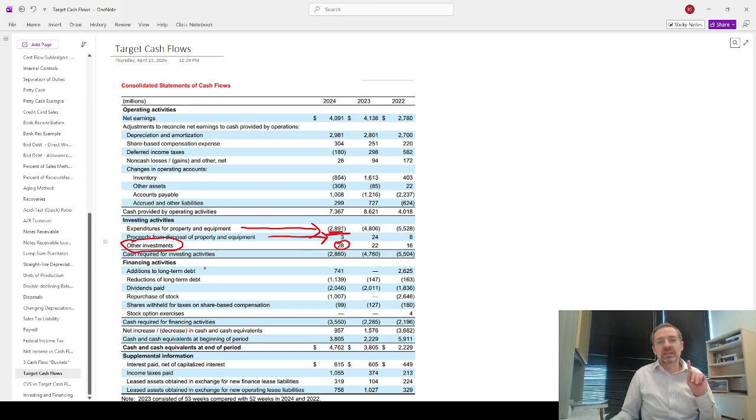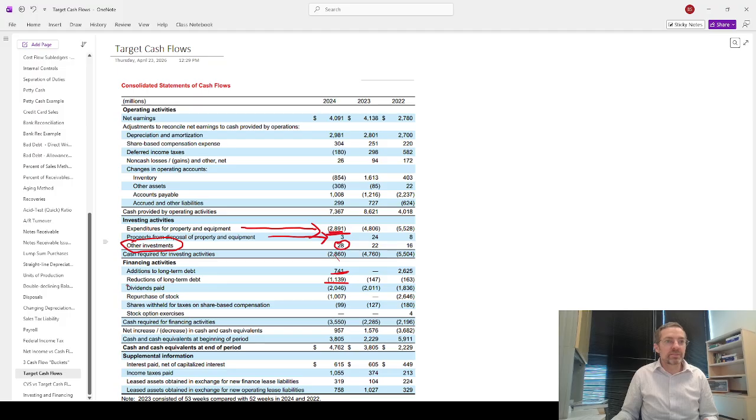Financing section, we said, involves two things. It's transactions with loans, mainly long-term loans to finance the business, and transactions with owners. Target has both of those. They have additions to long-term debt, meaning this is the cash they got from a bank or other loan. So that's the cash amount. They also paid back some debt. So this is the cash amount that they paid on the loans that they already owed. All right, so those are the banks or the loans.